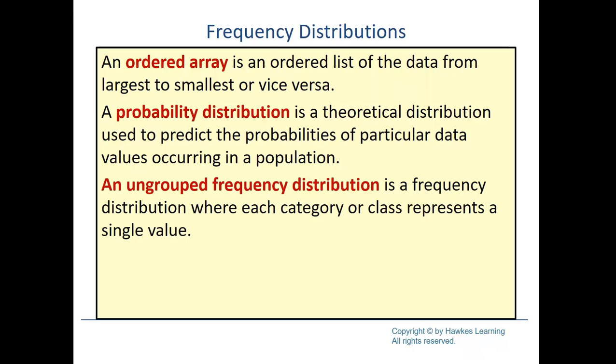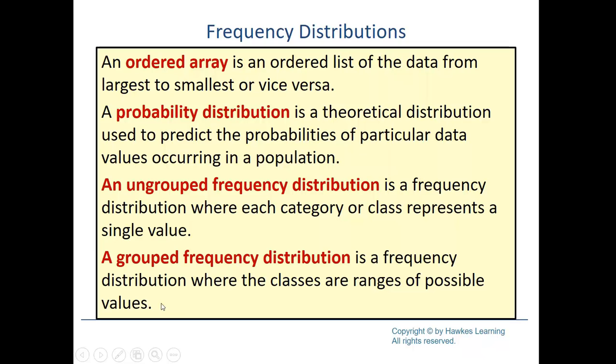And then we've got our ungrouped frequency distribution. With an ungrouped frequency distribution, each category represents a single value. It's not a group or a range of values. It's just like, this is how many people said 1, this is how many people said 2, this is how many people said 3. So it's not normally a group or a range. A grouped frequency distribution is where the values are arranged in groups.